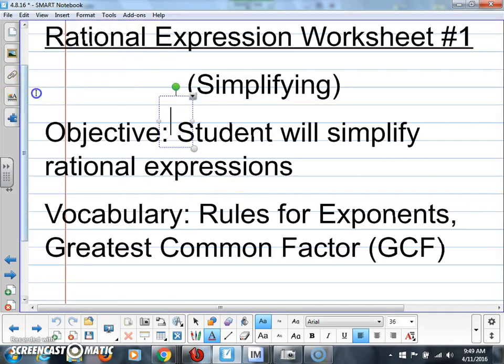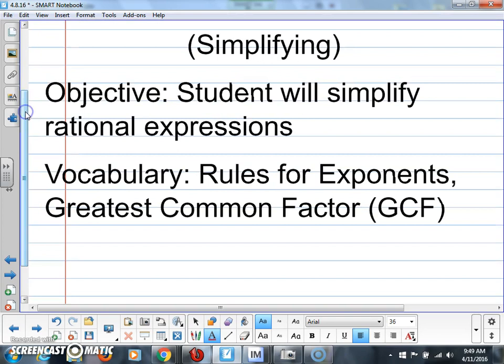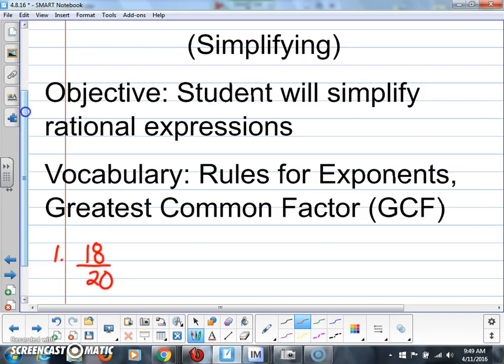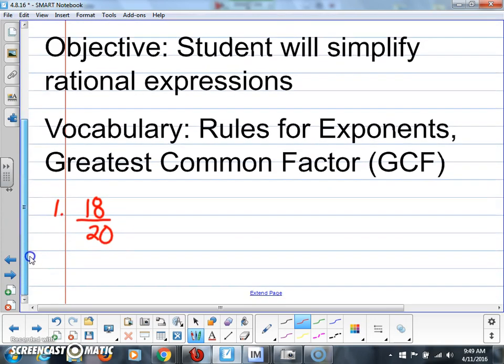Okay, the first thing you're going to do is we're going to do 5 examples. The first example is if I give you 18 over 20, think about how you could reduce that fraction. Okay, good. Divided by 2. Could I divide it by a larger number? Not 4, because 4 doesn't go into 18 evenly. 5? 4? Okay, so you guys are like, I don't know.